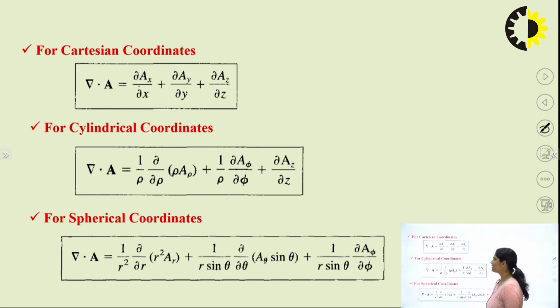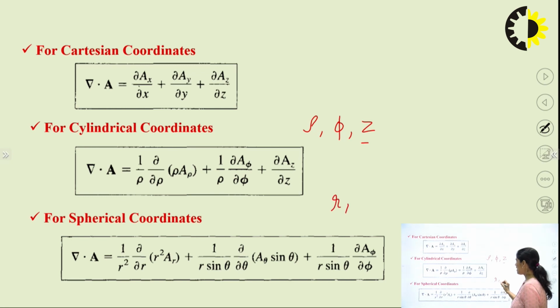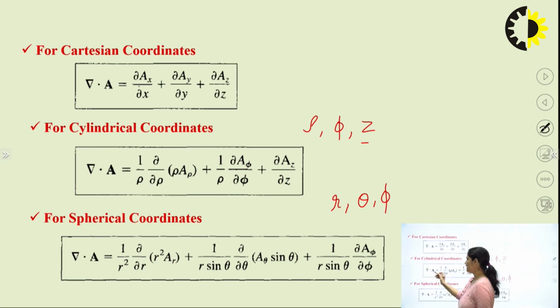So this is in the form of Cartesian coordinates. Now for cylindrical coordinates, you have to represent it in the form of rho, phi, z, and for spherical, it should be in the form of r, theta, phi. So we represent these in cylindrical coordinates like this. Del dot A, or gradient dot A, is equal to 1 upon rho, del upon del rho of rho A rho, plus 1 upon rho, del upon del phi of A phi, plus del upon del z of Az. You can see here Ax, Ay, Az are replaced by A rho, A phi, Az.